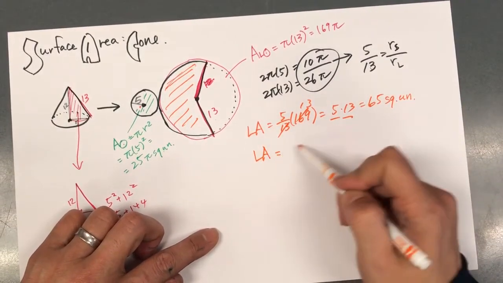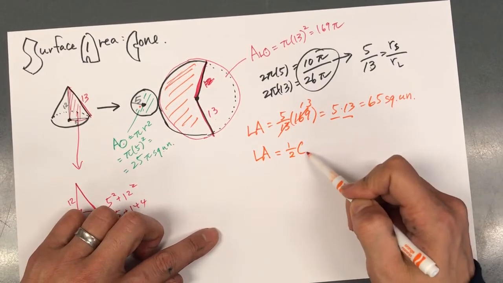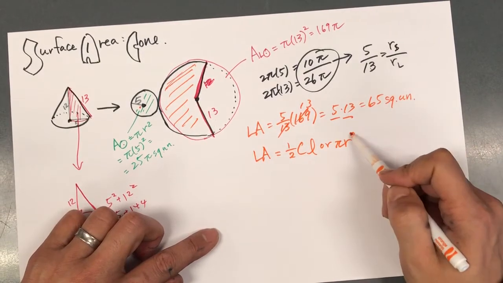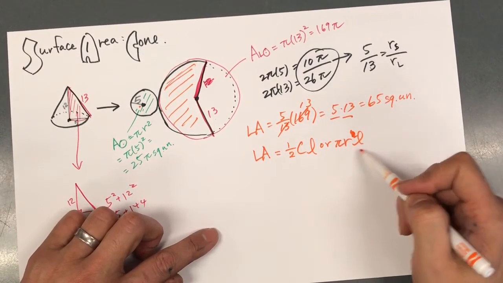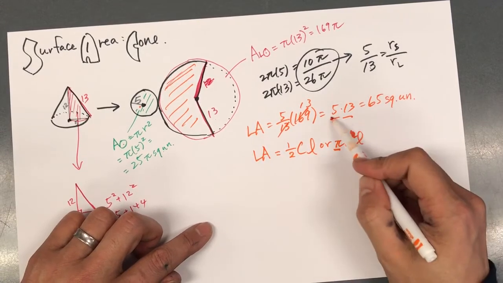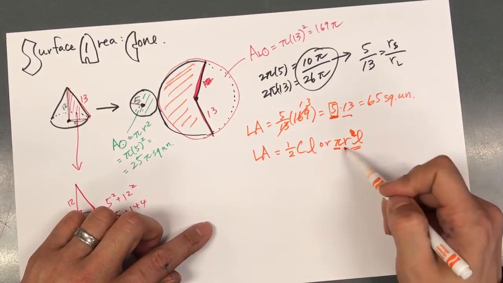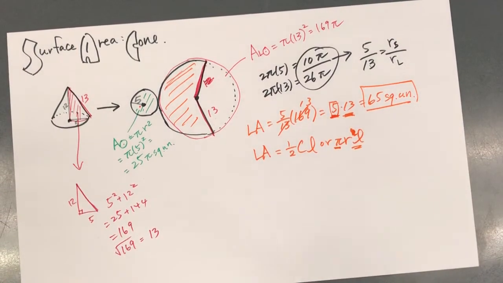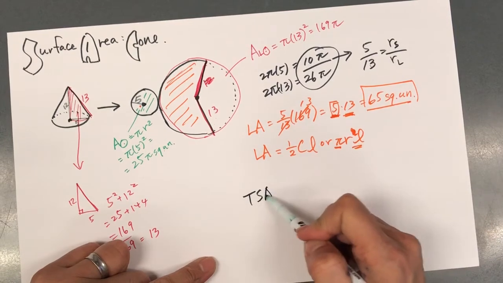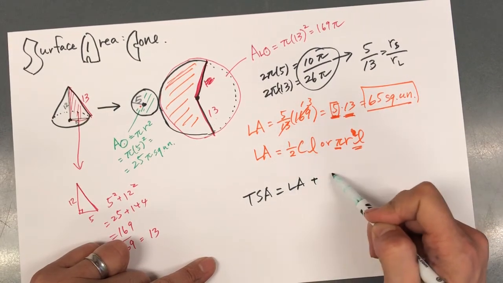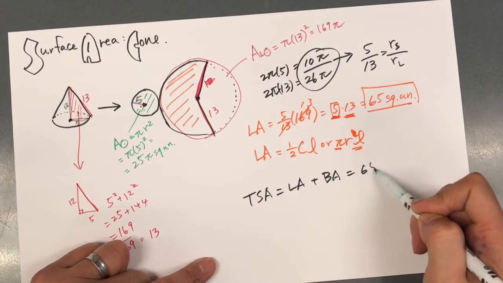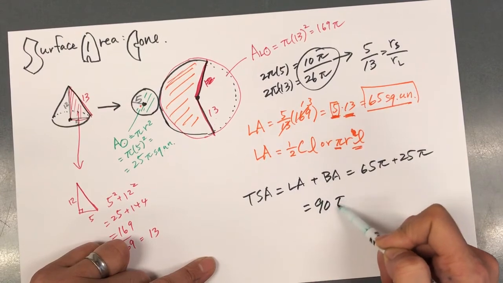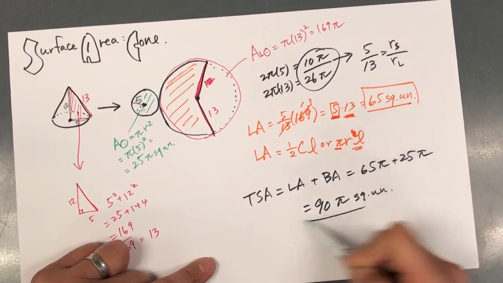The lateral surface area is half of the circumference times slant height, or pi r L. So pi times the radius of the small circle times the slant height. That's the 65 pi square units. That's the lateral surface area. And of course, the total surface area is going to be the lateral surface area plus the base area. So that's 65 pi plus 25 pi. That's going to be 90 pi square units.